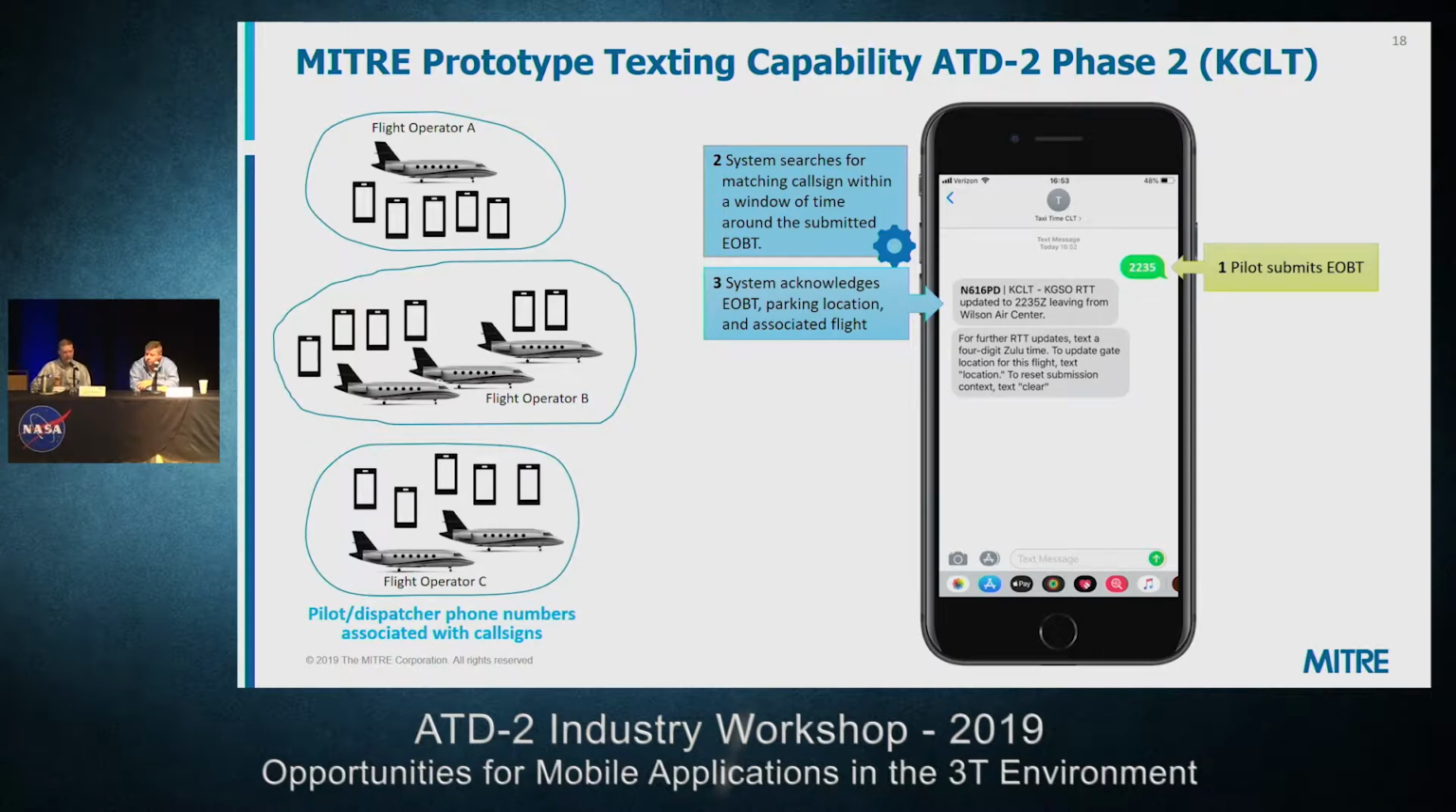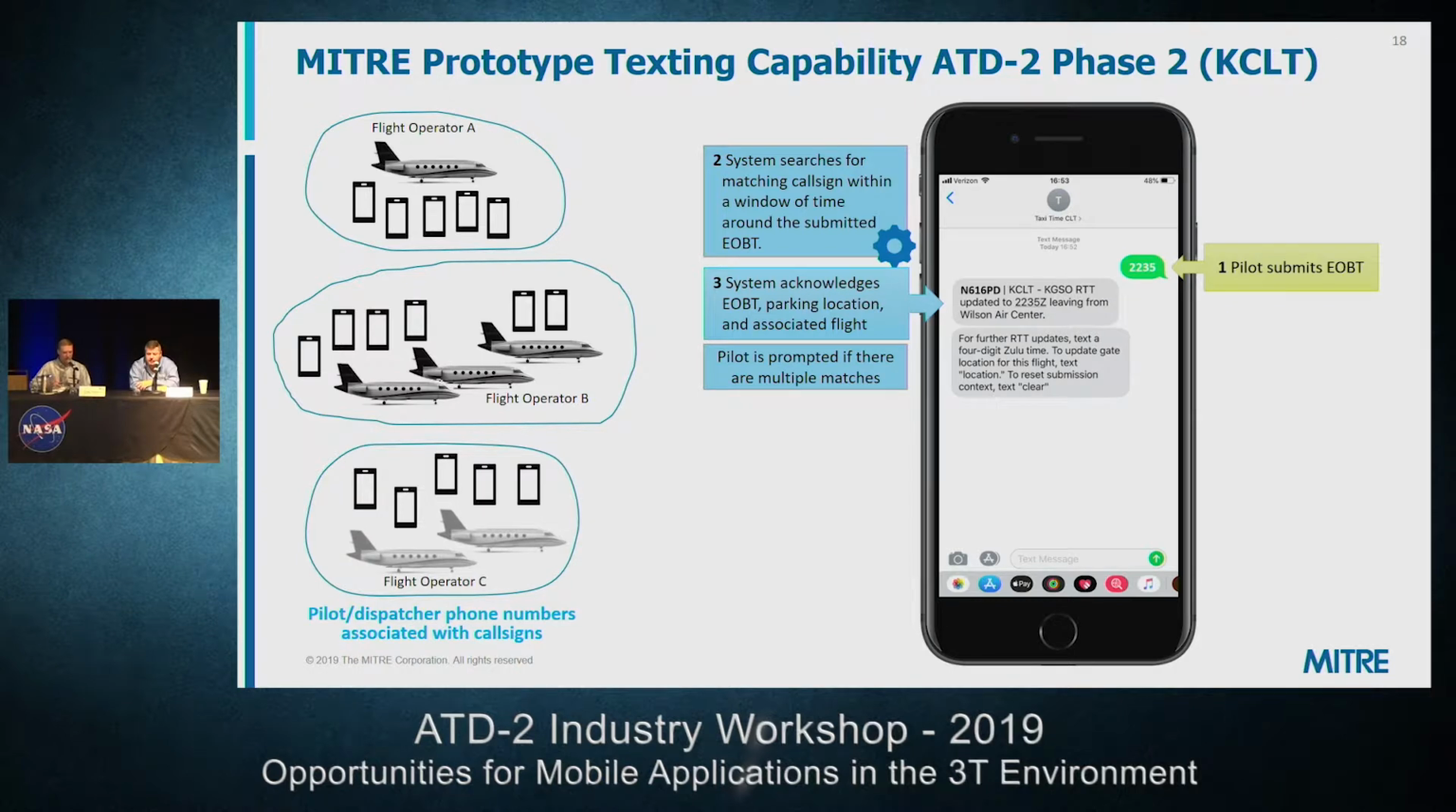the system would come back and say, I found multiple matches. Are you talking about aircraft number one, text one, or aircraft number two, text two? Or if there were multiple flight plans for the same aircraft, since sometimes flight operators will file for noon, 1 p.m., 2 p.m., maybe going to different destinations, it would also come back with options that the user could respond with, indicating which option the submission corresponds to, and then it would update the EOBT for the right submission.